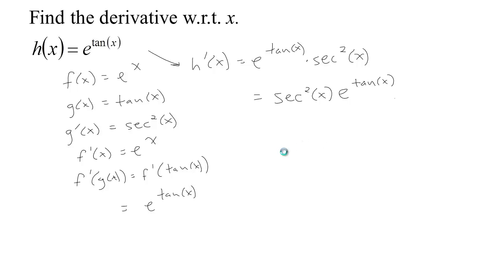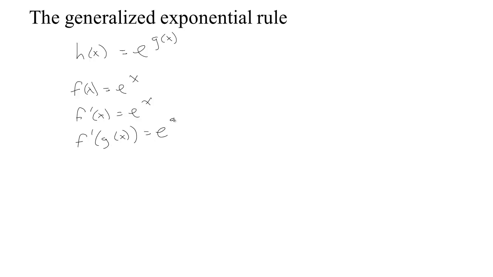You can see that in these two cases, it doesn't really matter what the inside function is. We have here h of x is e to some function. Then the outside function is e to the x, and the inside function is g of x. So the derivative of the outside is e to the x, because the derivative of e to the x is e to the x. And the derivative of the outside evaluated at the inside would just be e to the inside function.